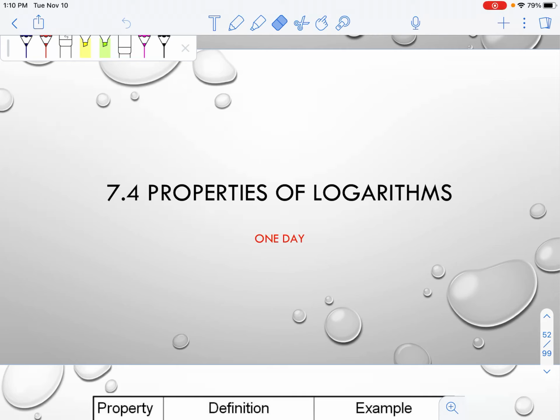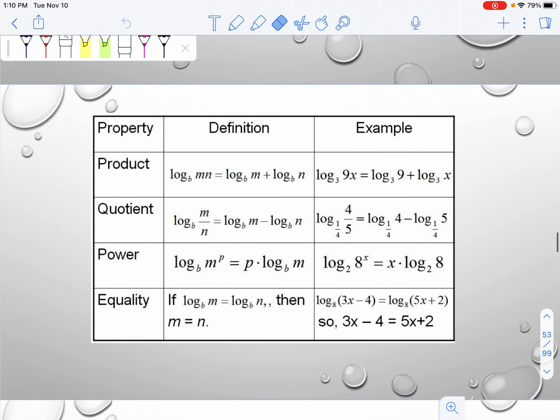All right, everybody, welcome back for the second day of logarithms. Today we're going to discuss the properties of logs. So let's get right into it here, okay?